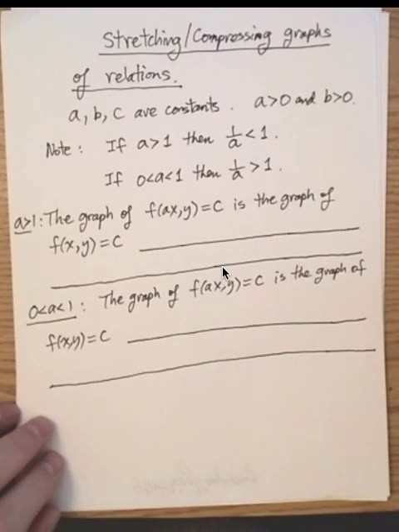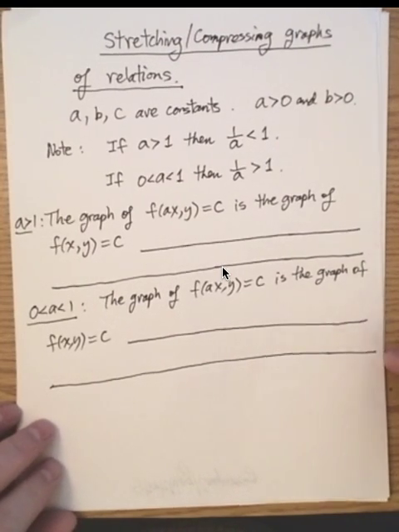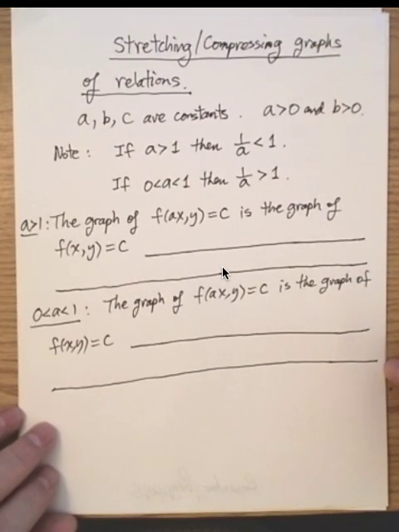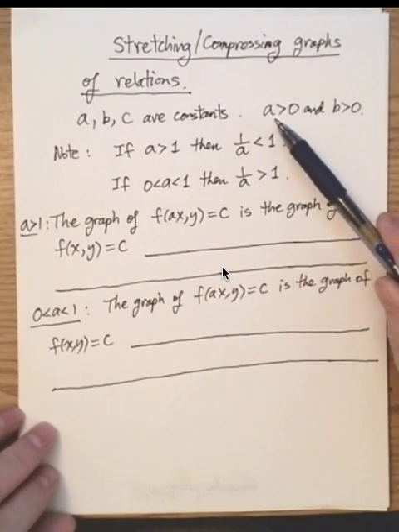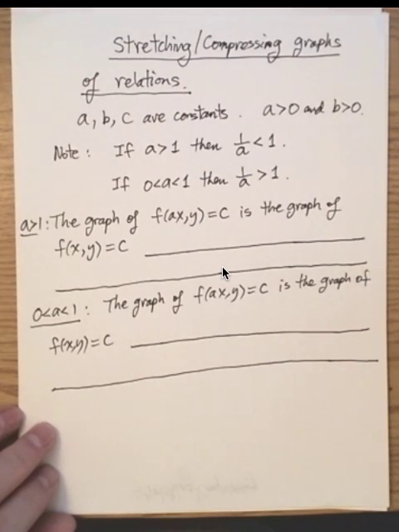Let's have a quick refresher on stretching or compressing graphs of relations. If you remember, we covered this in depth before spring break. Let's assume A, B, and C are constants. I'm going to assume both A and B are positive for now.